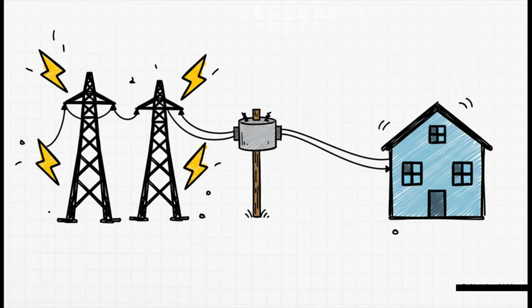So, after that super high voltage electricity travels all the way to your neighborhood, another transformer does the exact opposite job. It steps down the voltage to a much safer, much more usable 240 and 120 volts. That's the power that actually goes into your house, ready for your appliances.